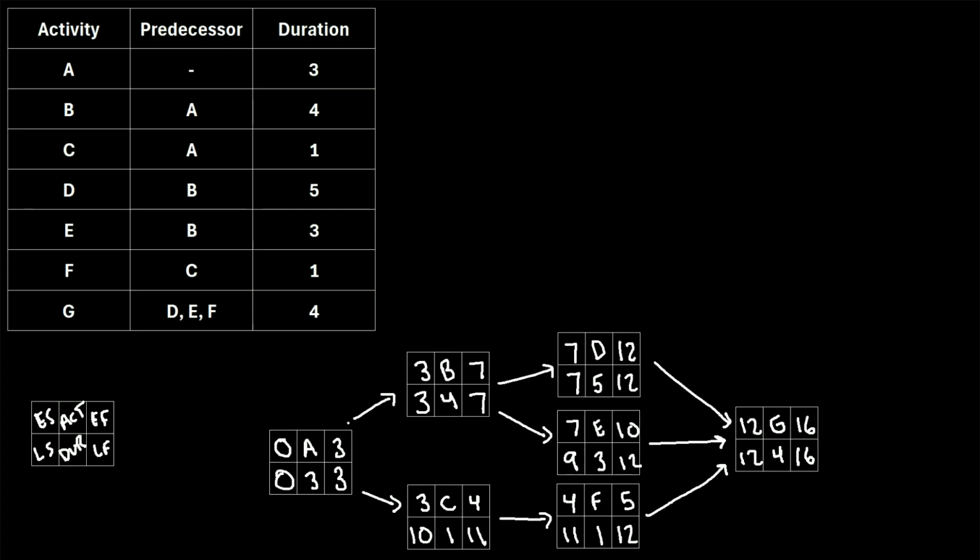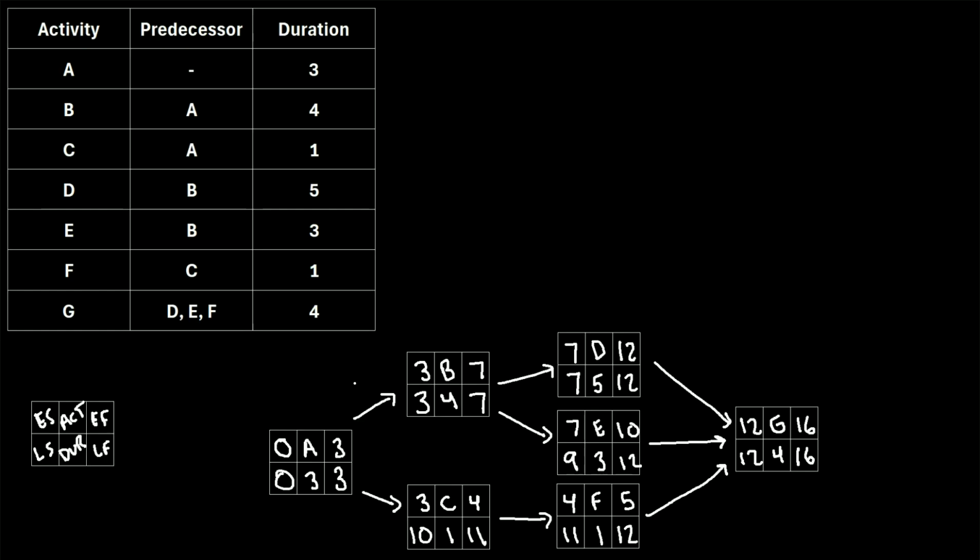diagram right here, where each of these boxes has 6 squares, where the square in the middle shows the activity name, the square in the bottom middle shows the duration of the activity, and then we also have the early start, early finish, late start, and late finish of each activity. Now, once you have all of this information, you have everything that you need to find the critical path.